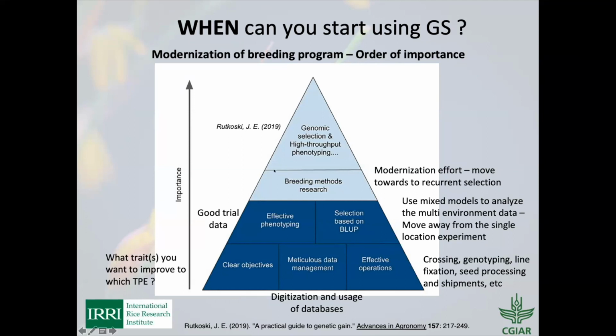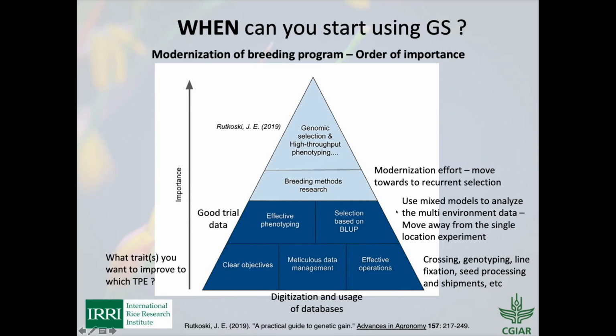And beyond that is where your breeding methods research will come into play. So what type of design or what type of model you're trying to use. In this case, as I mentioned, we are trying to use recurrent selection. So it's a population improvement program. After we build all these things, this is also important, depending on the program. We are currently following recurrent selection in IRRI, and I would say most of the programs will do that.